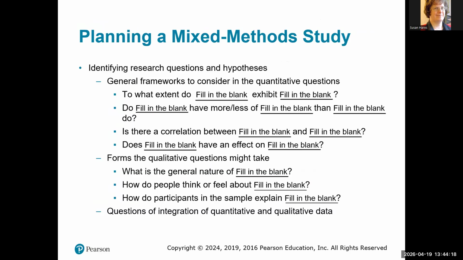There's a general framework where you might want to ask the quantitative question: to what extent does the blank exhibit something? Do blank have more or less of quality one than quality two? Is there a correlation between, for example, one thing that you might see in a church with effective church executions? And does conflict, for example, have an effect on churches? These forms are the quantitative question.